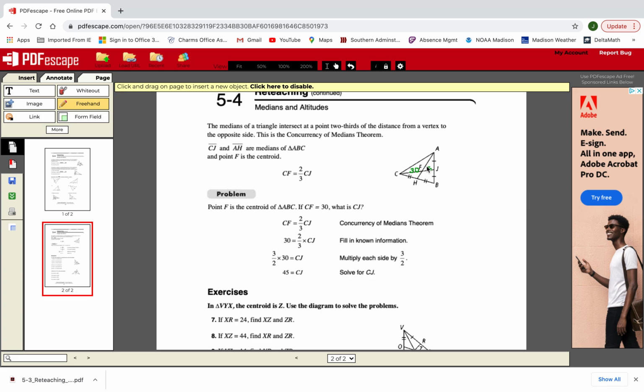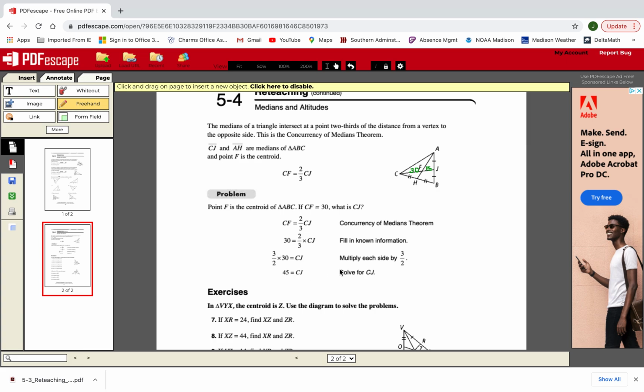So then CJ in its entirety is 45. And they worked this, well, sort of algebraically down here. They're using the fact that CF is 2/3 of CJ, and since we know that CF is 30, then they are dividing both sides by 2/3. Dividing by a fraction is the same as multiplying by its reciprocal, so they're multiplying both sides by 3/2. 3/2 times 30 is 45.